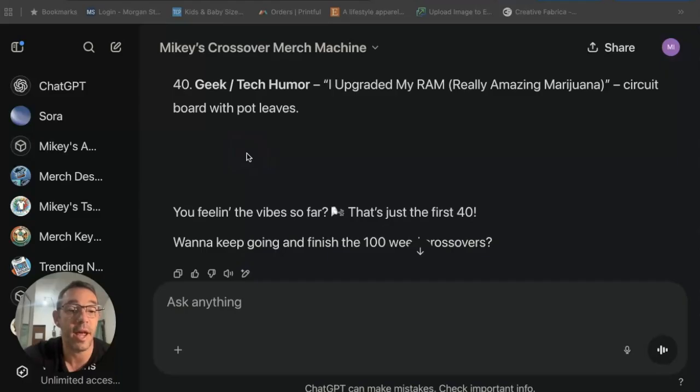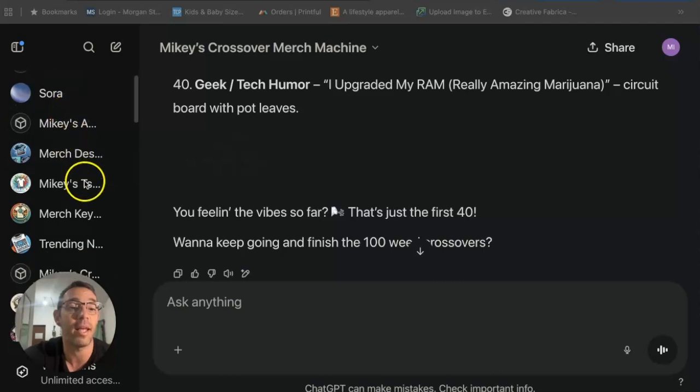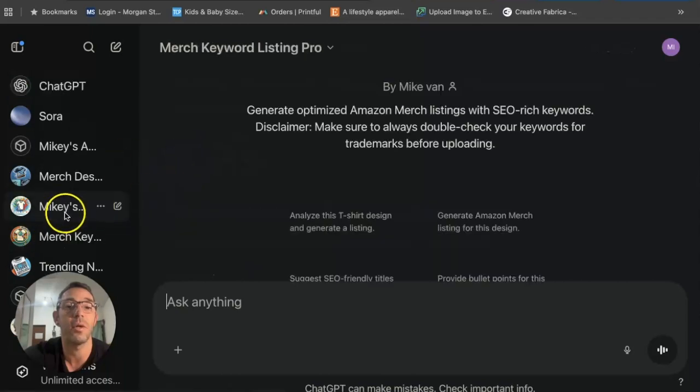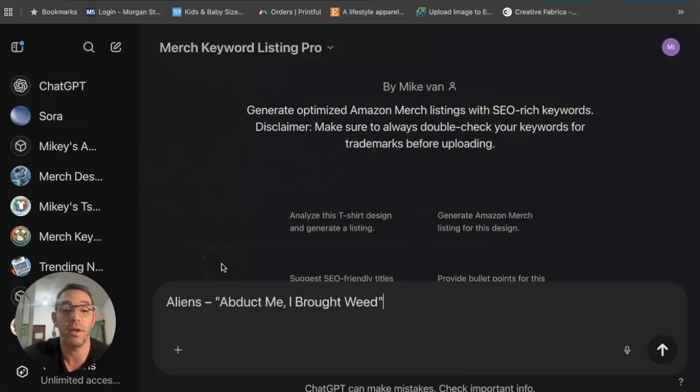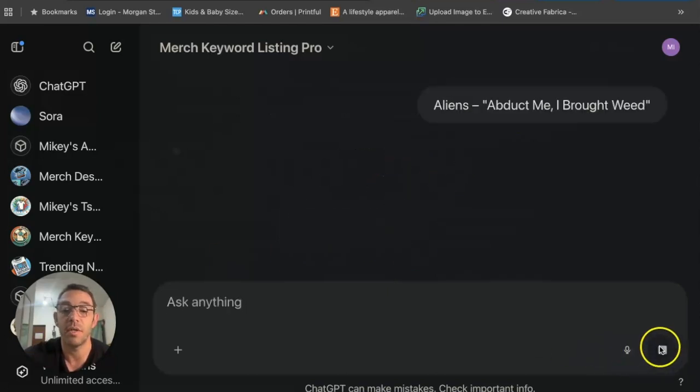And since I thought that alien design phrase was so funny, I figured we would just go ahead and take a look at my GPT for keywords to get a good listing. So if you come here and just click on this one right here, Merch Keywords, this is a merch keyword listing GPT that I created. It generates optimized Amazon merch listings with SEO-rich keywords. So we can just type that niche in right here, and it will give us a title, bullet 1, bullet 2, and a description, like it says here, with really rich SEO keywords. So let's see what it gives us here.